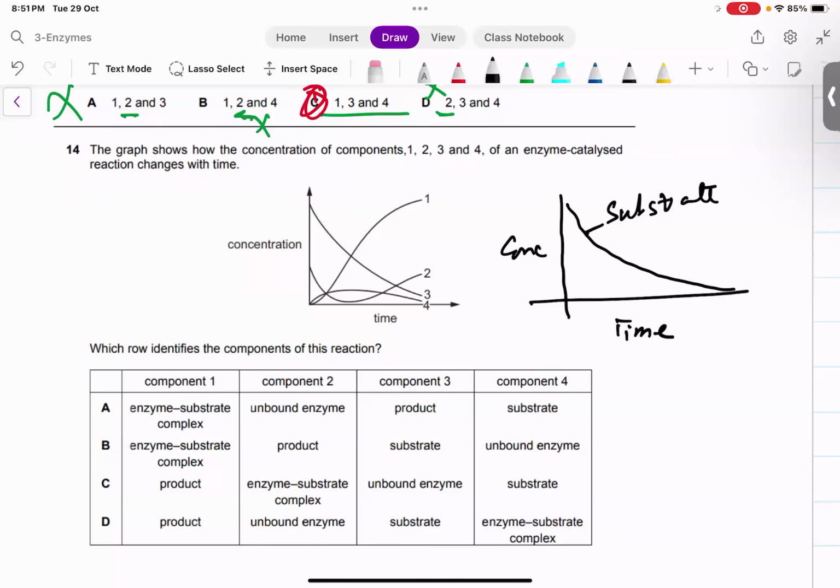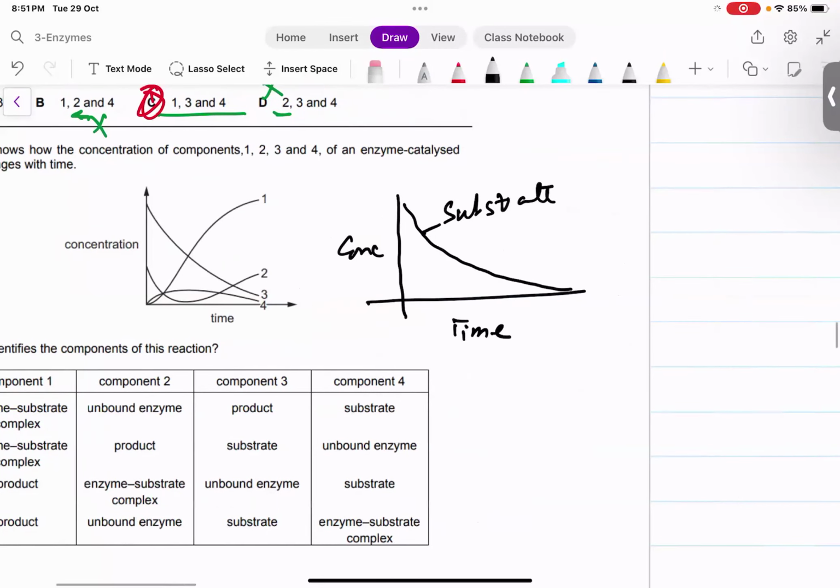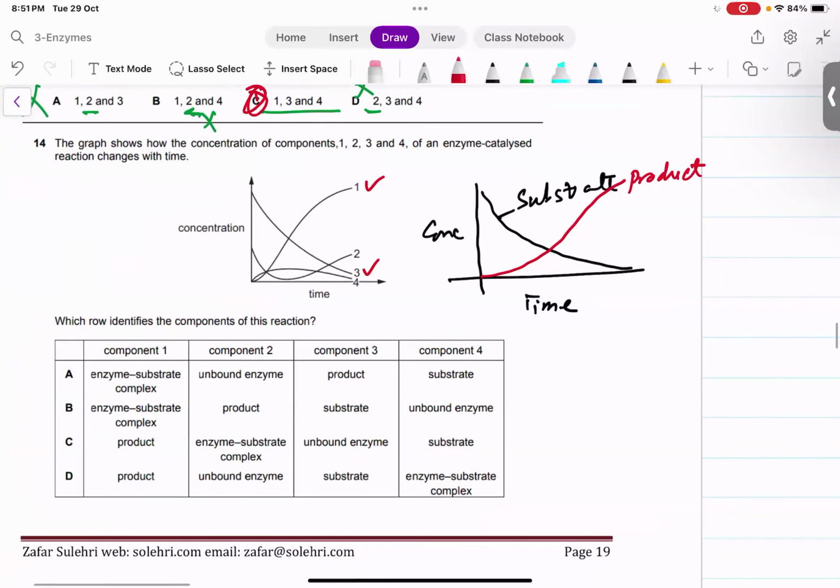Over a period of time, as substrate is converted into the product, substrate concentration will decrease, but product concentration will increase. So this should be a product. Let's see. 1 is a product and 3 is a substrate. So component 3 is a substrate. This could be this one or this, and 1 is a product, so this could be this or this.